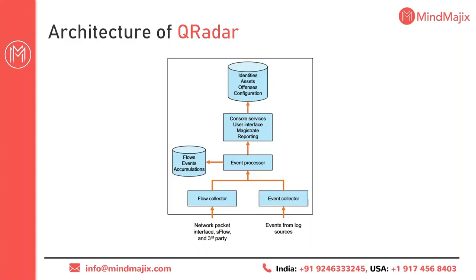Next are offenses. If any offense occurs, it is not going to be stored in the Ariel database, it is going to be stored in that Postgres database. So this is how all the configuration works. This is the basic architecture of QRadar.